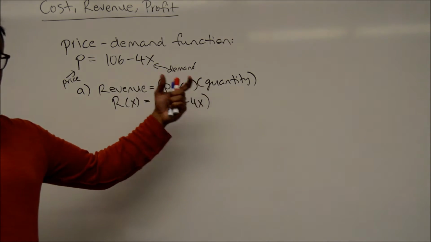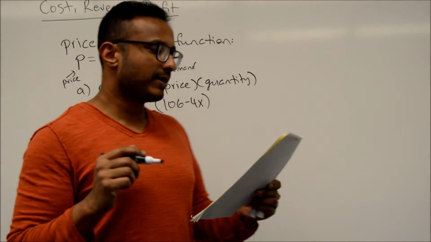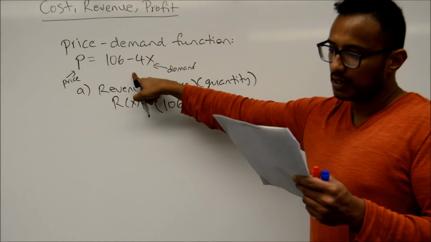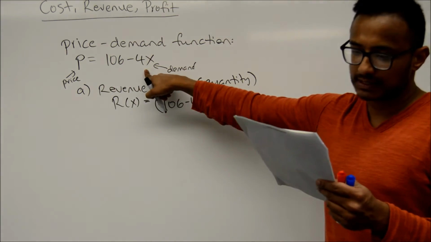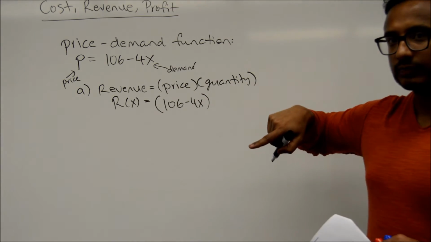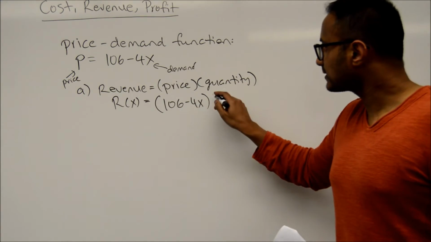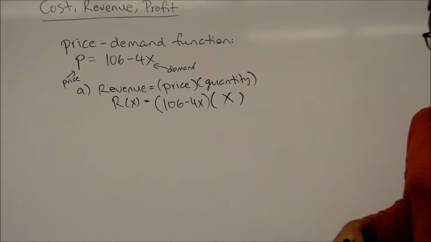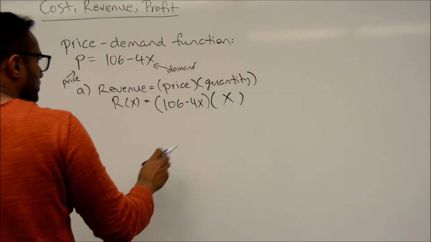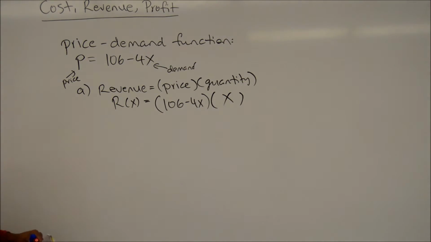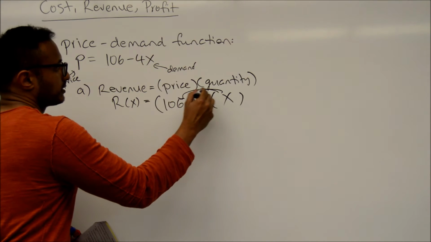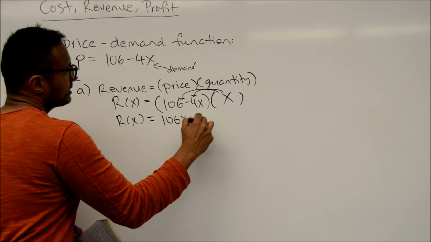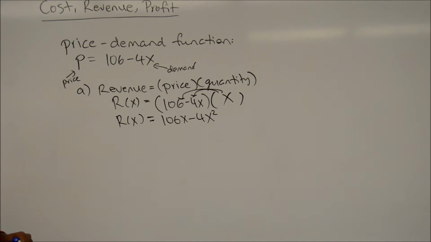But what's the quantity? Now remember, the price demand function of producing ice cream is given by P equals 106 minus 4x, where P represents the price and x represents the units of ice cream sold, or the demand. So if this is the price, then the quantity of ice cream sold is going to be x units. So we have the revenue is equal to the price times the quantity. Okay, now let's distribute the x. So we're going to get the revenue equals 106x minus 4x squared.